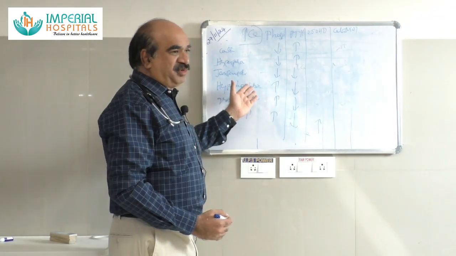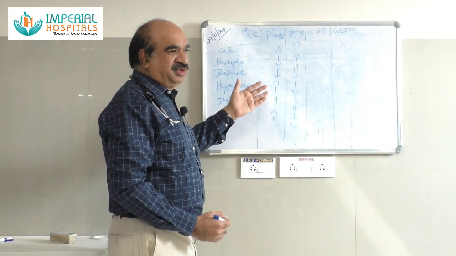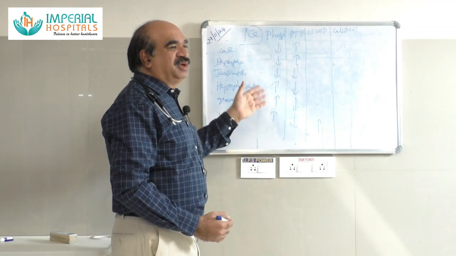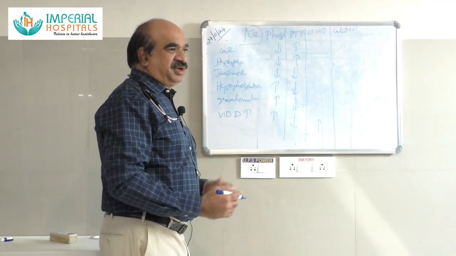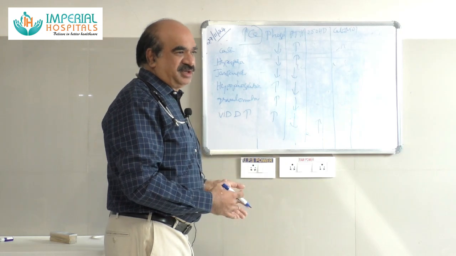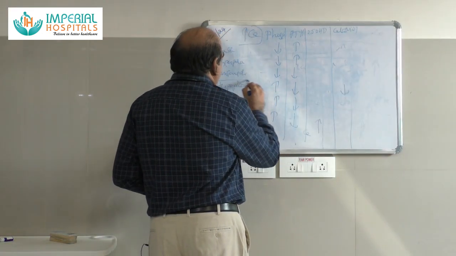So only in hypophosphatasia, because in hypophosphatasia, there is hypercalcemia and high phosphorus levels. Both calcium and phosphorus levels are high. So there will be decreased calcitriol formation because there is no need for calcitriol to increase reabsorption from the gut. So calcitriol levels will be normal or low in hypophosphatasia.